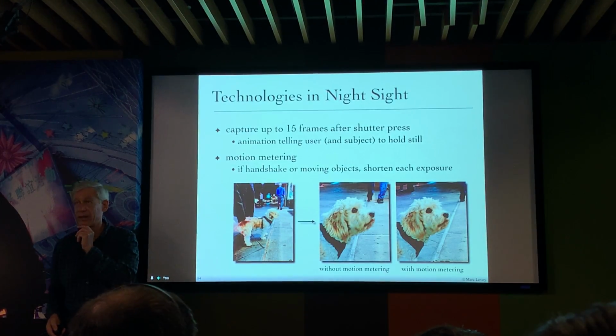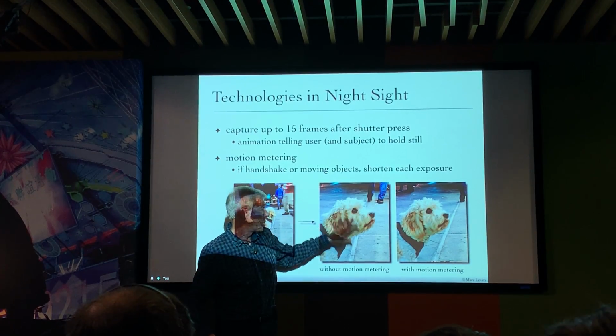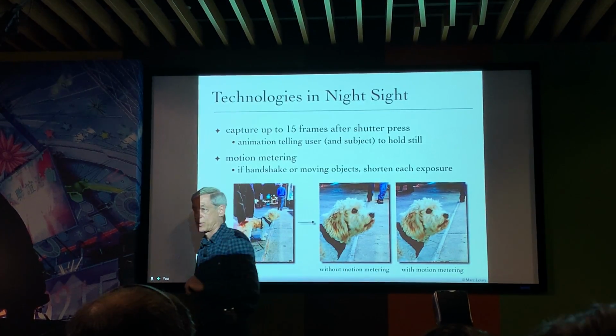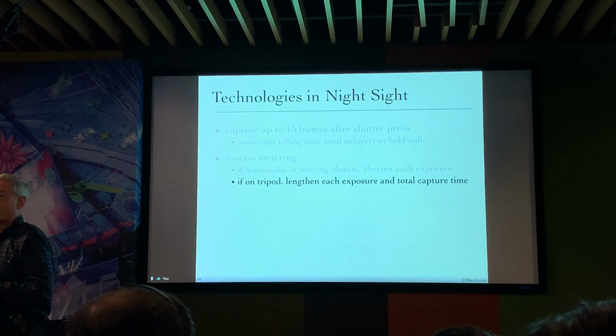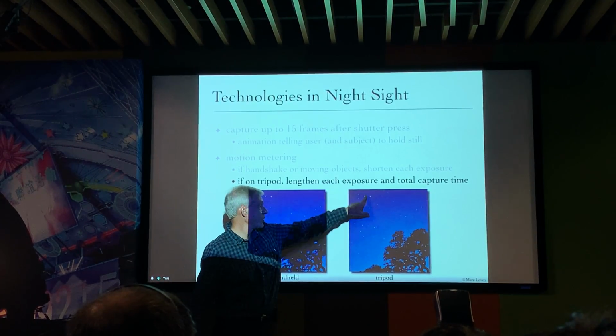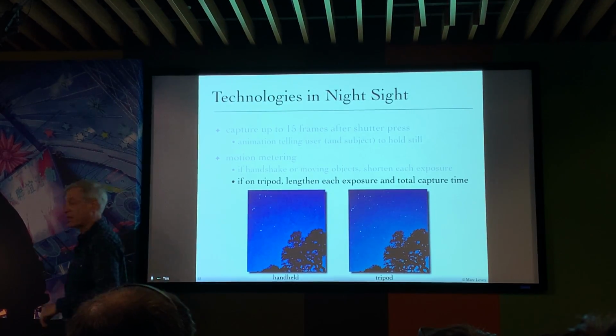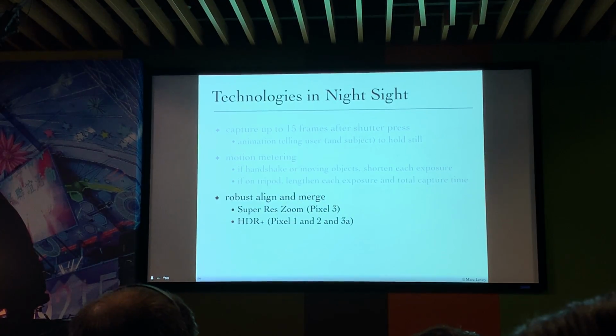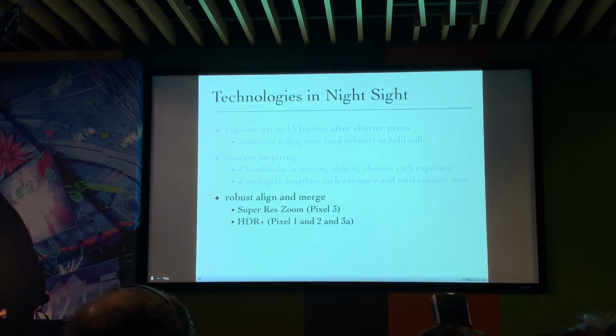So here's the shorter frames part. Yeah, the dog is moving. And this uses a longer exposure and this uses a slightly shorter exposure. If it's on a tripod, here is handheld, here's on tripod, you can see more stars in the case of being on a tripod. We use several align and merge technologies. We use HDR Plus, we use Super Res Zoom on the Pixel 3, and we use HDR Plus on the Pixel 1, 2, and 3A. And the difference is only because of computational resources, how fast the processors are.